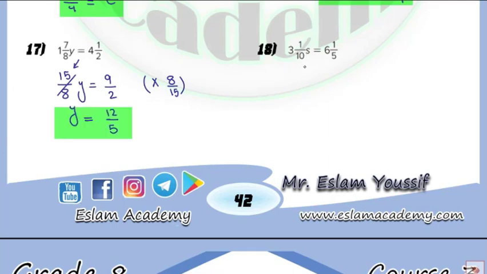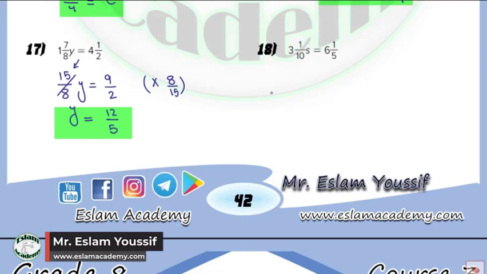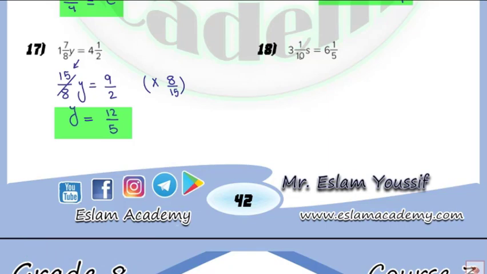3 and 1 over 10 s equals 6 and 1 over 5. At the first, convert the mixed number to be fraction. 3 multiplied by 10 equal to 30, plus 1 equal to 31. So we have 31 over 10 s equals 6 multiplied by 5 equal to 30, plus 1 equal to 31. So we have 31 over 5.